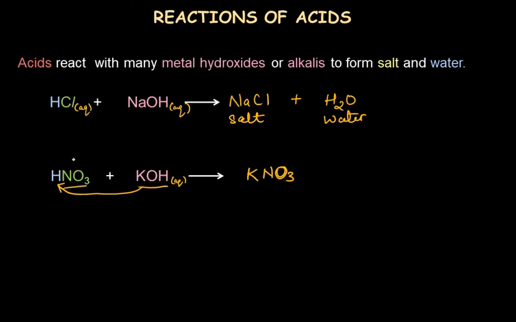Now after using up nitrate and metal to form the salt, what is left is hydrogen and hydroxide, and again that is going to form the water. So here the nitrate salt and the water are formed because the acid used is nitric acid with the alkali potassium hydroxide.